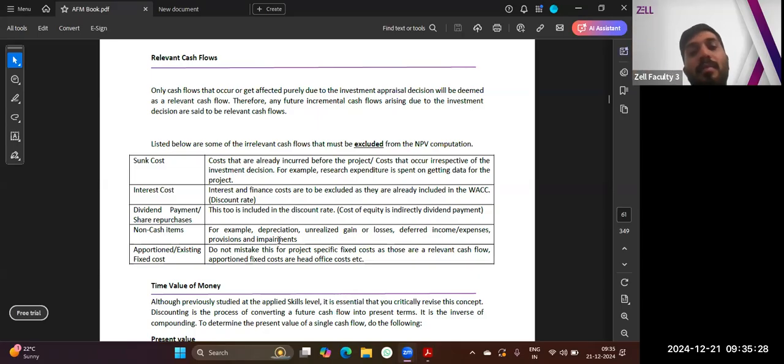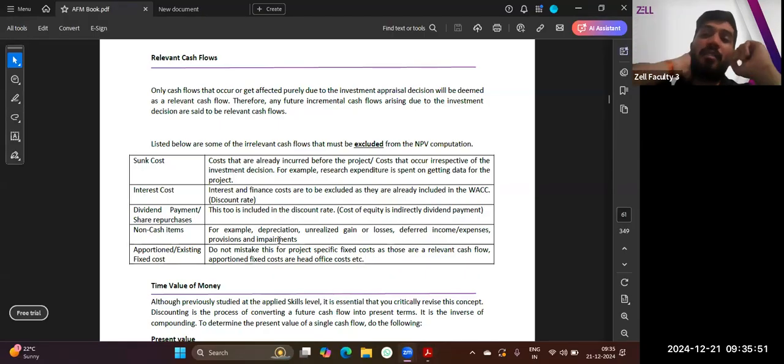What do we mean by sunk? A sunk cost is something where, whether you make that investment or you don't, that expense has already happened. Like I said, when you have an idle space, the rent for that idle space is an irrelevant cost, or we can say a sunk cost.